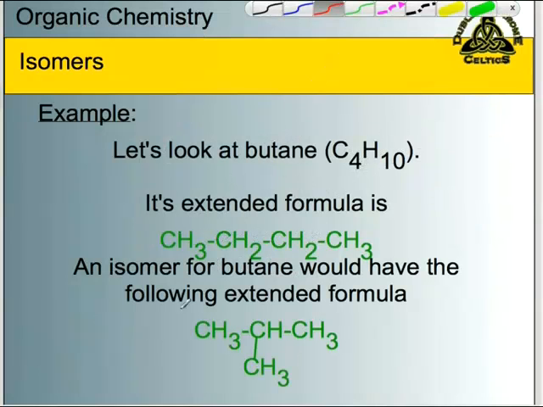Here's an isomer for butane below. If you notice, it's still the same number of carbons, 1, 2, 3, 4, and still the same number of hydrogens, 10. The difference is this connection between carbons right here. The arrangement of the atoms is a little bit different. Instead of having a straight chain, you have this branch chain right here, with the carbon connected to this group as well.